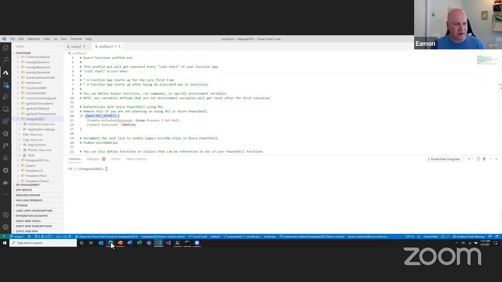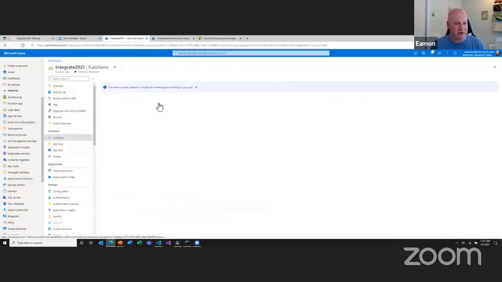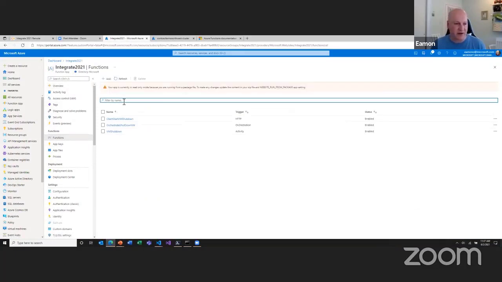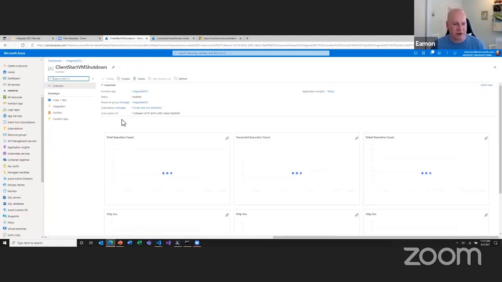And then I'll go back into the portal. And hopefully if I go into Functions, you can now see that those three functions are available. So I have the client that's going to start it. I have the orchestration that's going to get the list of VMs, and then on each, the orchestration is going to call VM shutdown in parallel, and then it'll aggregate the results together and be able to show if everything worked correctly.